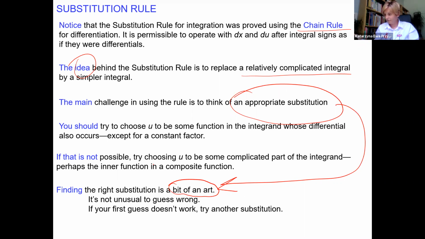It's of course a little bit complicated, but when we see the composition function, maybe we can say that u is the inner function. That's what I was suggesting. Not always works this way, but most of the time.